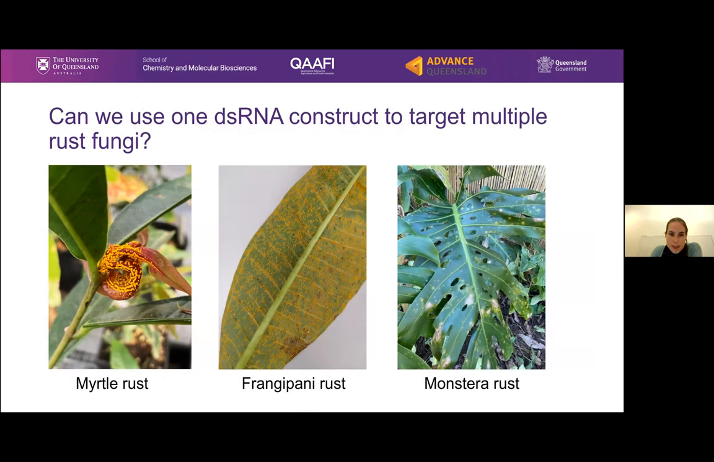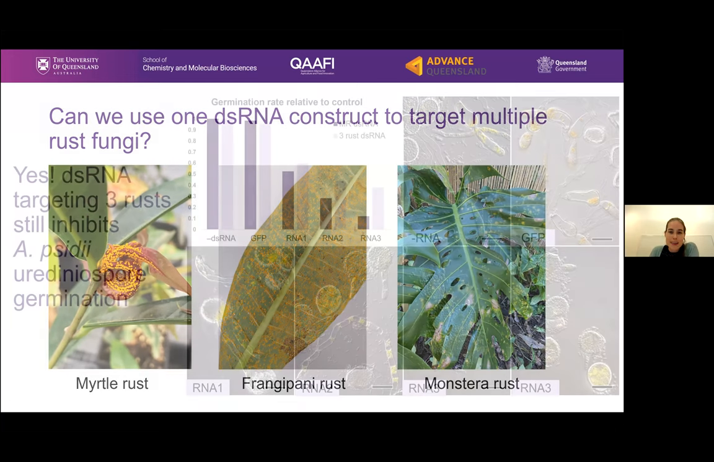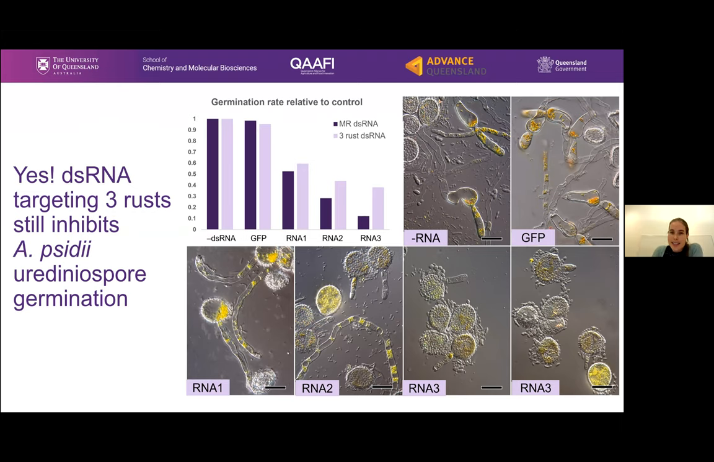And just quickly, I'm probably over time, but we are also trying to make some RNA constructs to target more than one rust fungus. So we've tested making constructs targeting all three of these rust fungi. And these were fungi where we had sequence information, and they were also all available at UQ. So we were able to harvest spores easily. And excitingly, we did still see the same effects on spore germination. So this graph is just comparing our original data shown in dark purple to the new constructs. So there was a bit of a loss in efficiency, but that was because now the RNA is not 100% homologous to myrtle rust. So this is a test on myrtle rust, but we will now be testing the other rusts to see how it works on them.